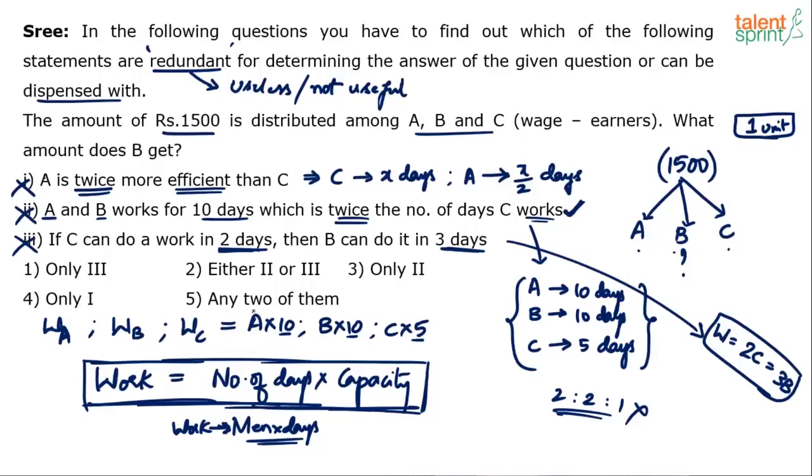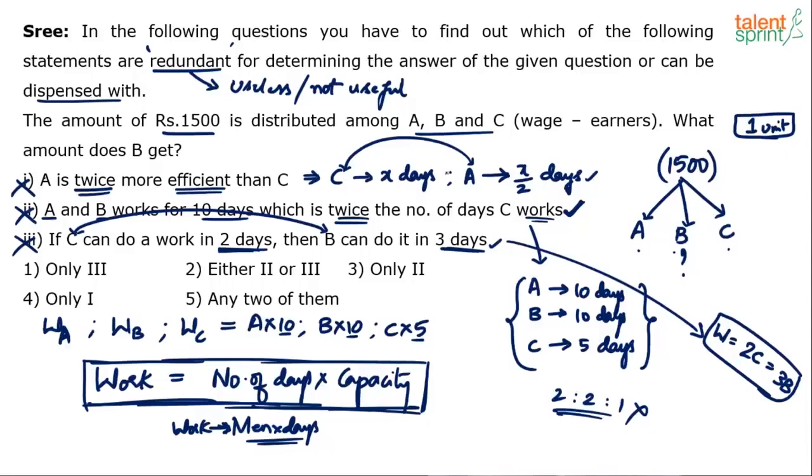Now, for me to find out the capacity of A, B and C, I will need statement 3 and I will need statement 1 as well. Because 1 gives me the relationship between C and A. 3 gives me the relationship between C and B. Only if I combine all these 3, I will get the relationship between A, B and C. Are you able to follow?